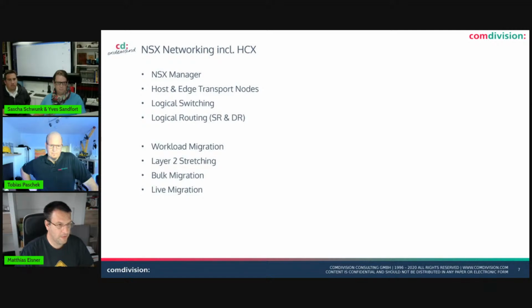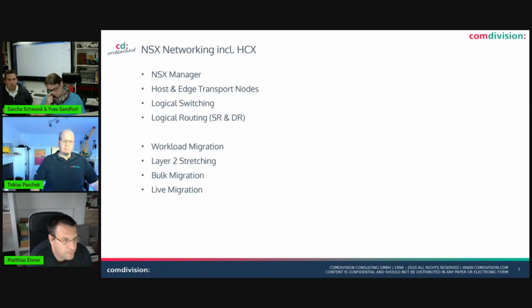NSX. I think one of the most important parts within the whole cloud stack. So NSX networking, and that's a big change compared to previous licensing. So NSX networking consists of the NSX manager to manage the whole infrastructure. We have host and edge transport nodes, and NSX networking contains logical switching and logical routing. But its routing is based on the service router component of an edge transport node, or a gateway, as well as the distributed router component.